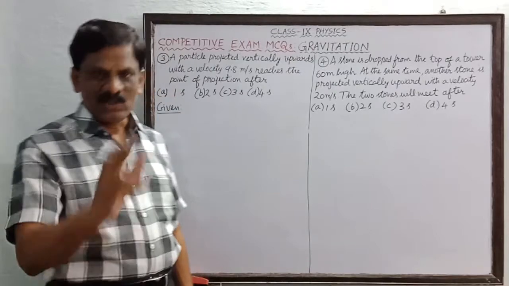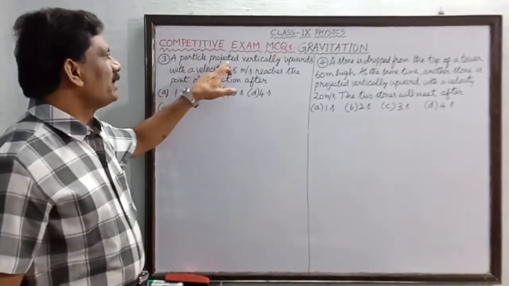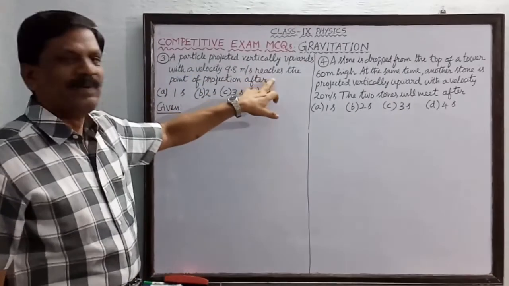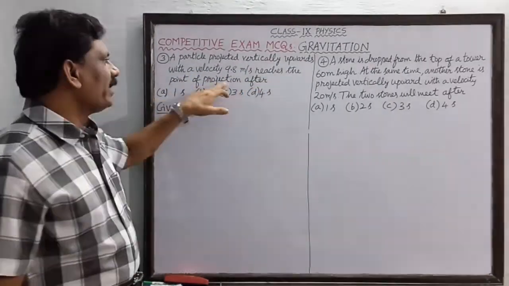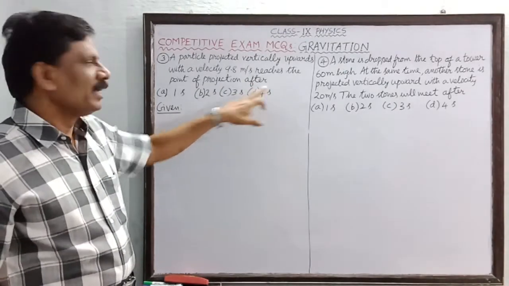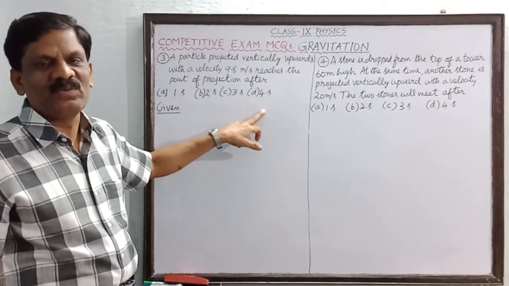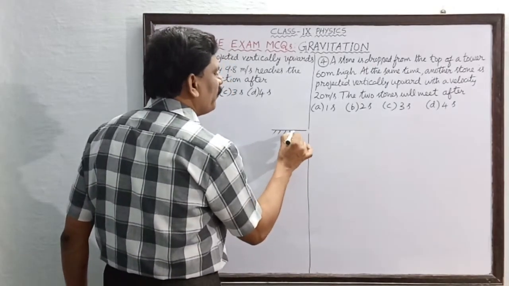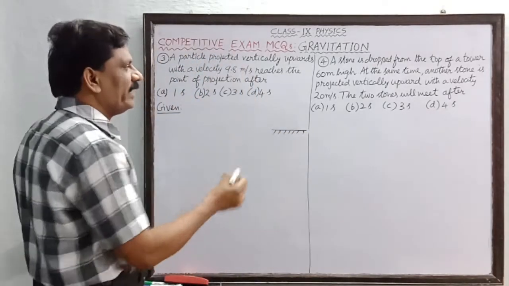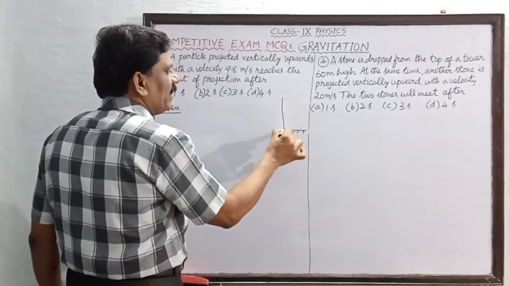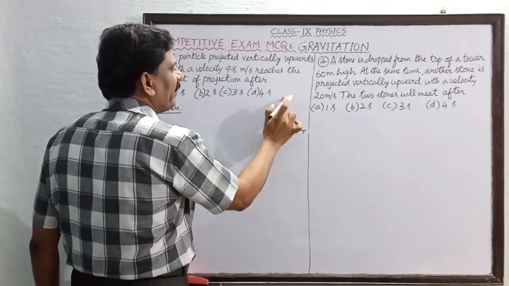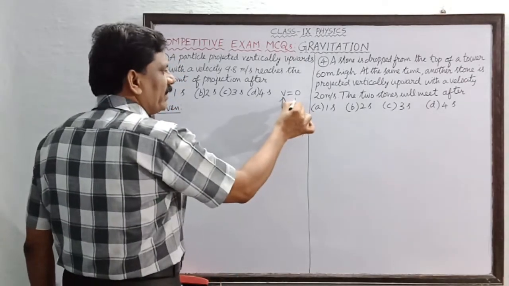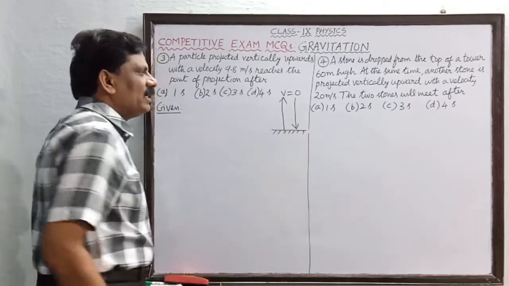Now the third MCQ is: a particle projected vertically upwards with a velocity 9.8 meter per second reaches the point of projection after how many seconds of time, we have to find out. So for this, let us consider this is the ground from which the particle is projected vertically upwards. After reaching the maximum height, its final velocity will be equal to 0. And after that it will come back to the ground itself.